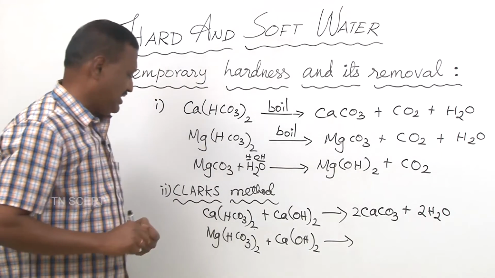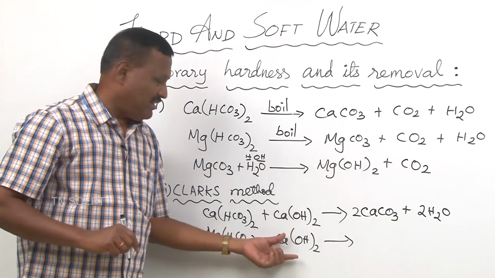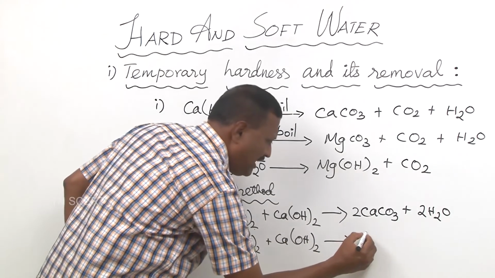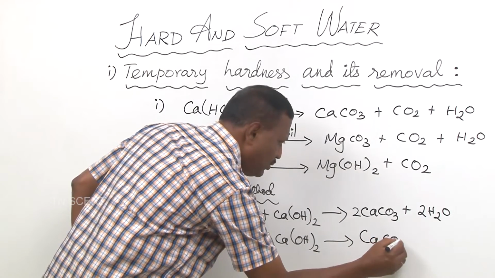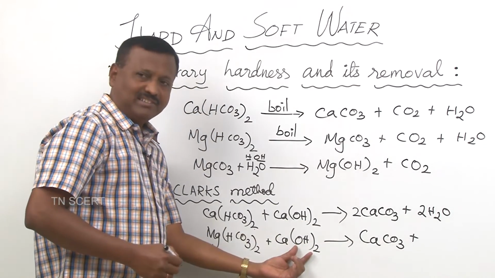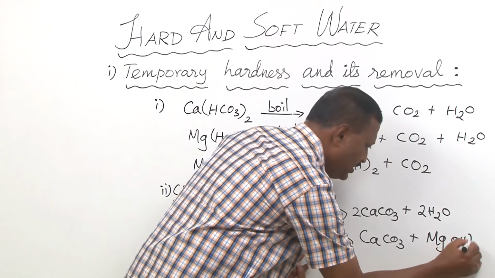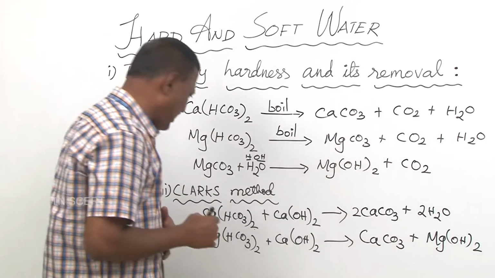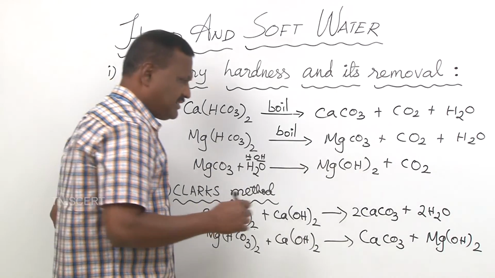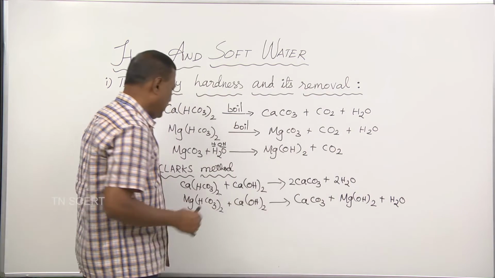In the second equation, magnesium bicarbonate when reacted with lime water, calcium hydroxide, forms calcium carbonate, CaCO3, plus magnesium forms its hydroxide. Magnesium hydroxide is Mg(OH)2. Is there any other possibility to form a byproduct? Yes, water is a byproduct formed, H2O. How?